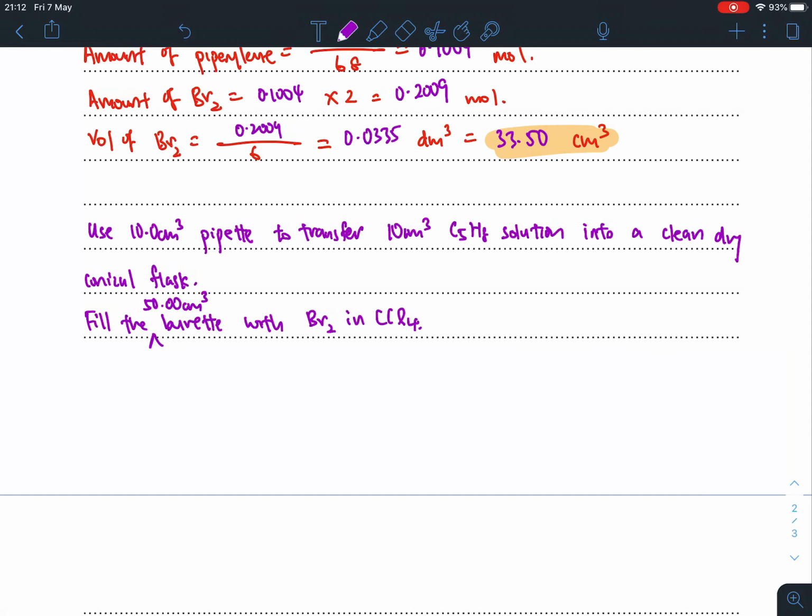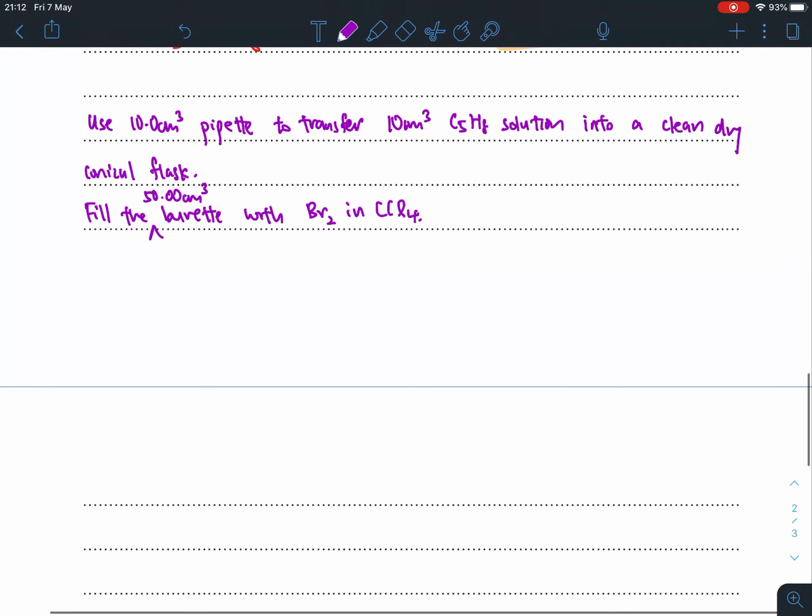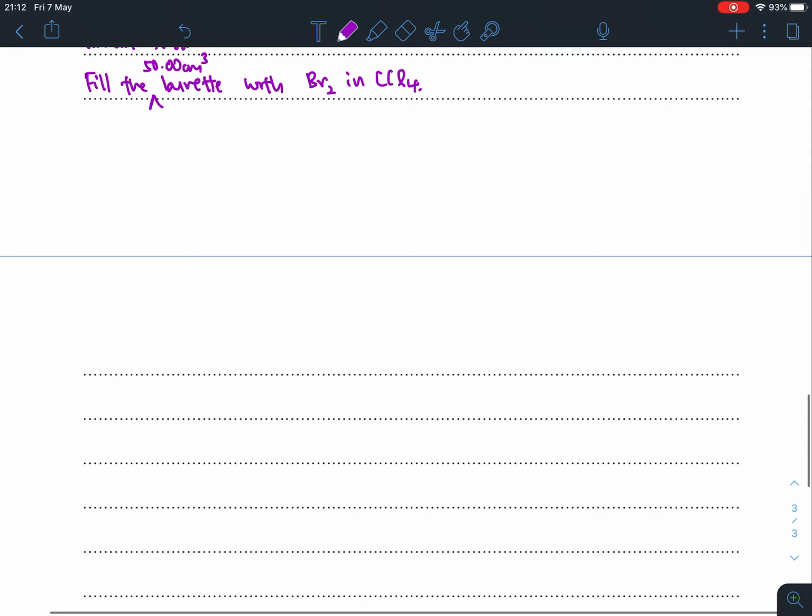with Br2 in CCl4. And just take note that you are not supposed to add any indicator in this case, because if one of the species in the conical flask or burette is capable of undergoing a change in color on its own, there's no need for you to add in any indicator. And in this case, Br2 will show a difference in color when the reaction proceeds. Okay, so we'll continue. So after you fill that, you can start your titration.